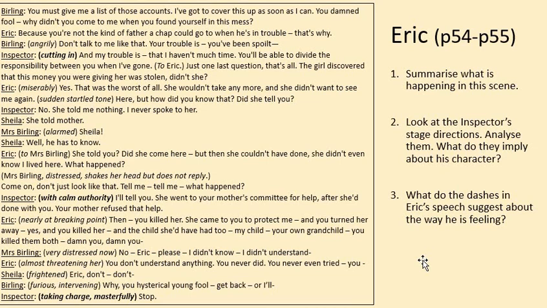But now, it says in the stage directions, he's nearly at breaking point. He's so emotional, he's so angry, he's so upset, he can't really communicate his feelings. And the dashes show how upset he is. So if you're talking to someone and they're crying or they're really upset, they can't really form coherent sentences. It's quite disjointed. So for us, it shows us how emotional Eric is at this point. So make sure you write your responses, pause the tape here if you want, and then we'll move on to the inspector's final speech before he leaves.